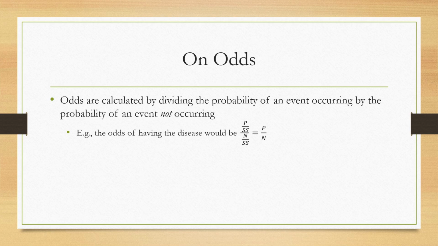So the opposite of having the disease is not having the disease. So that would be N over SS. Now you'll note that for practical intents and purposes, the one divided by SS, divided by the total sample size, cancels in the top and bottom. So we're just left with P divided by N, or the number of individuals with the disease divided by the number of individuals without the disease. And that absolutely works. So often that's how we do odds, is how many people have A, how many people don't have A. And that's how we calculate the odds of having A versus not.